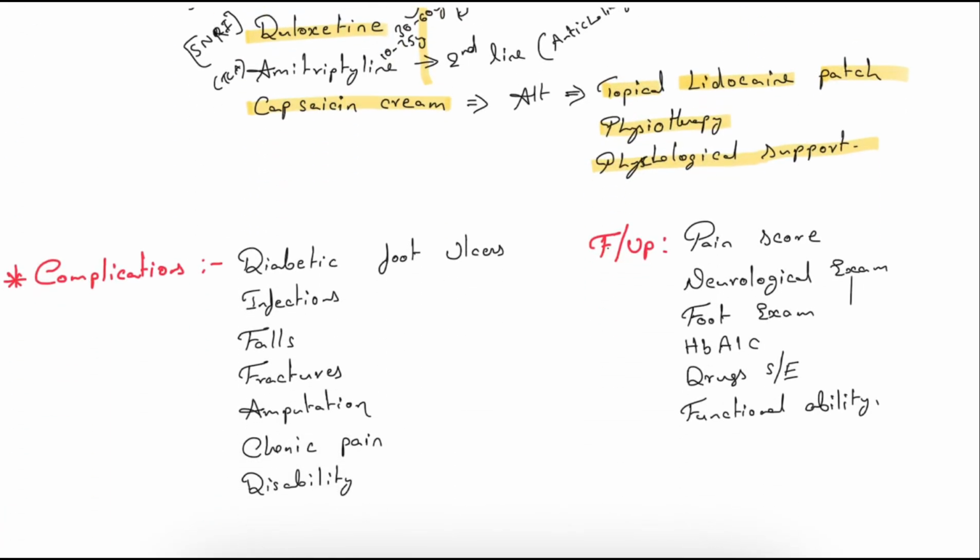Okay, now complications. The main complications with neuropathy: the patient will get diabetic foot ulcers, infections, falls, fractures, amputation, chronic pain, disability, and poor wound healing. For follow-up, we have to monitor the pain score and check the neurological examination. We have to do foot examination always, whenever the patient comes, and early morning we have to tell the patient to check the foot properly. HbA1c, drug side effects, and functional ability we have to check.